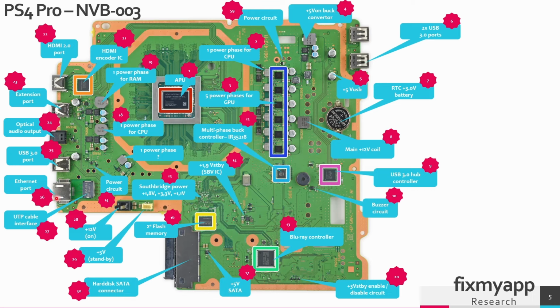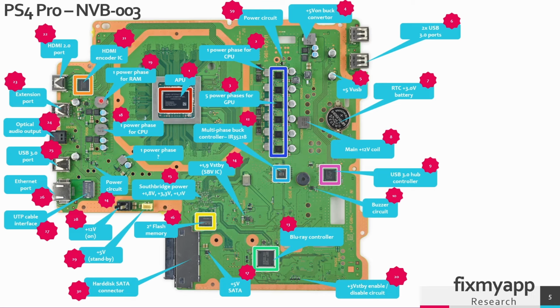This is the Ethernet port where you connect your UTP cable. This chip here is a UTP cable interface. It isolates the cable from the circuit. This is a USB 3.0 port. This capacitor will be delivering the plus 5V USB to this port. This is an optical audio output. This is an extension port where you can extend the functionality of a PlayStation 4.